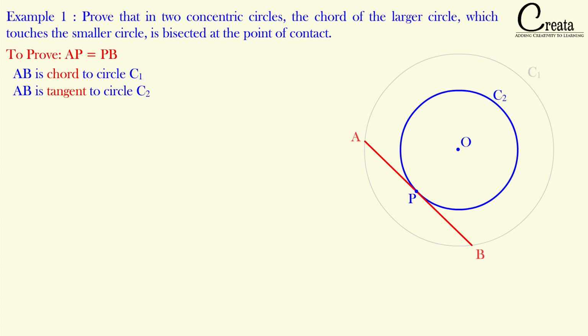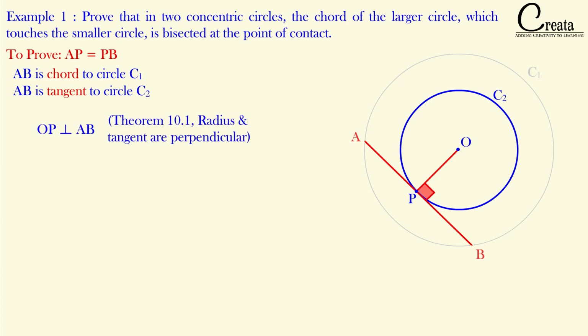Further, let's join O and P, which is the radius for this circle C2, and we have done the concept, that is theorem 10.1, that tangent and radius are 90 degrees to each other or perpendicular to each other. So this angle will be 90 degrees. Got it? We have simply used the theorem, the radius and tangent are perpendicular to each other.